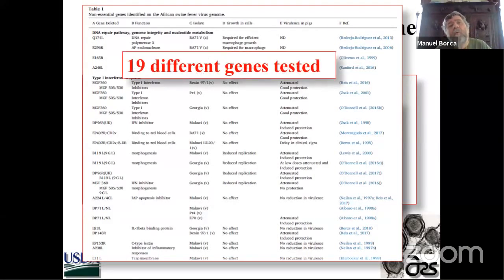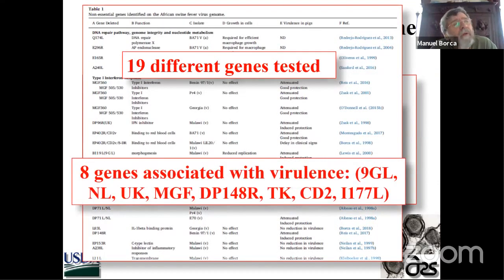And basically, we can summarize that 19 different genes have been tested by this methodology. And out of these 19, 8 of those were genes that were associated in one way or another to the process of virulence in the animal. What I'm trying to say is that deletions of these genes or groups of genes produce attenuation of the corresponding strains, and those strains could be used as a potential vaccine candidate.